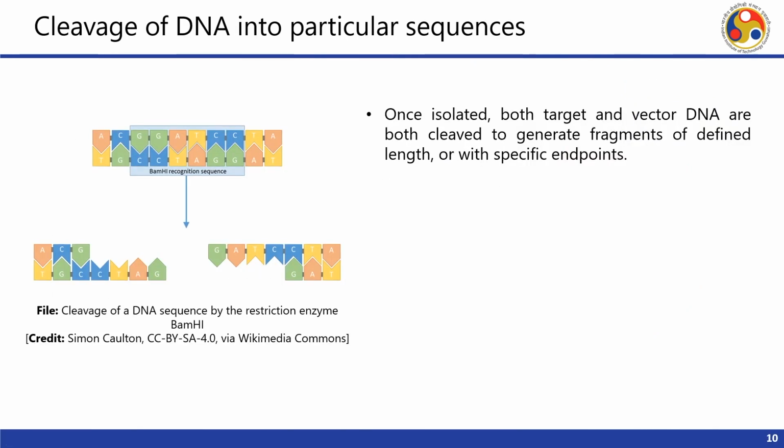So, let us look into the cleavage of DNA at particular sequences. Here the example is for the BamHI recognition sequence, which is a palindromic sequence. When BamHI cuts any given DNA, it will create a site like this, as you can see over here. Once isolated, both target and vector DNA are cleaved to generate fragments of defined length with specific endpoints, as I was showing you, from 4300 to somewhere around 400 or 300.